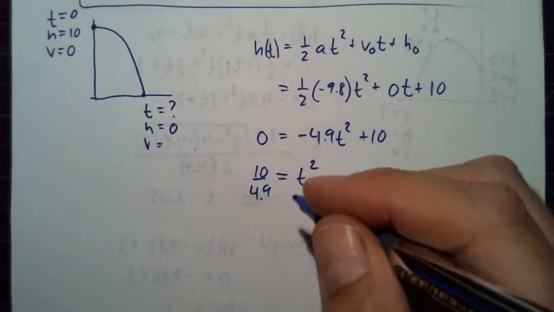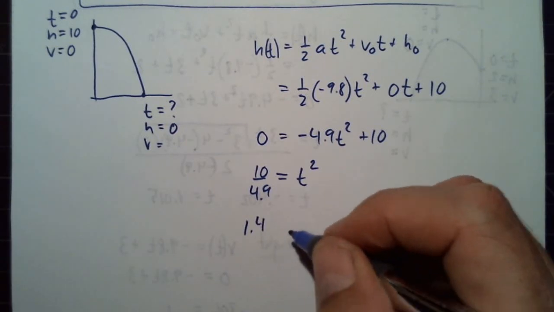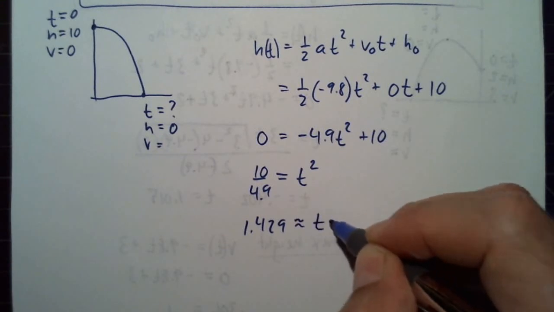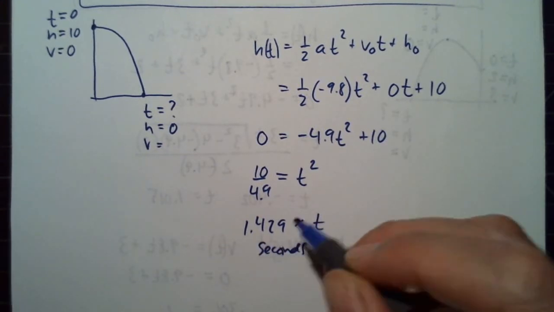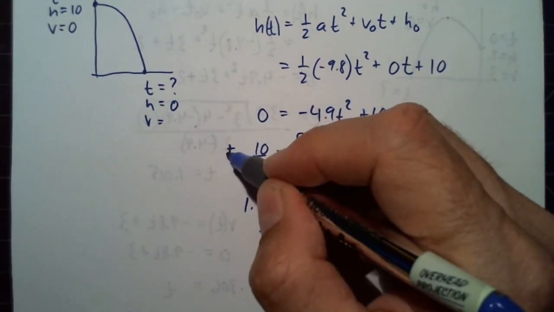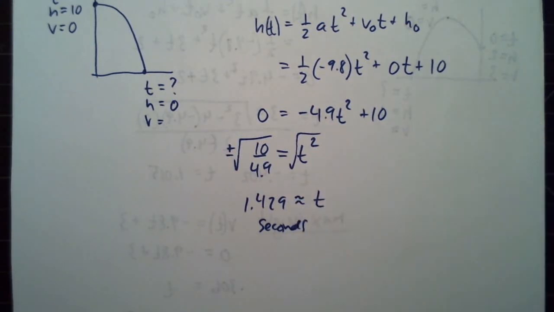We'll do the square root and we get 1.429 seconds. If we square root, we know there's going to be a positive or negative value, but we only take the positive time. And we'll stop there.